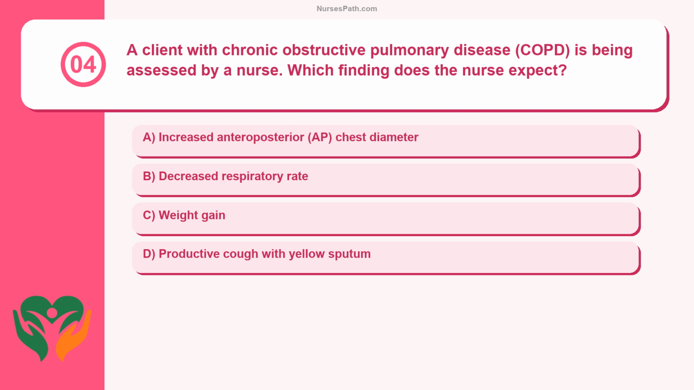Question 4. A client with chronic obstructive pulmonary disease, COPD, is being assessed by a nurse. Which finding does the nurse expect? A. Increased anteroposterior, AP, chest diameter. B. Decreased respiratory rate. C. Weight gain. D. Productive cough with yellow sputum.